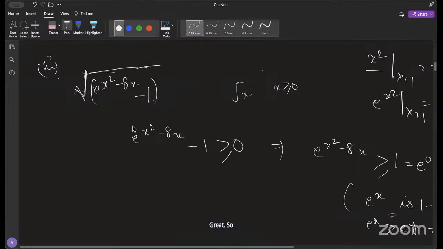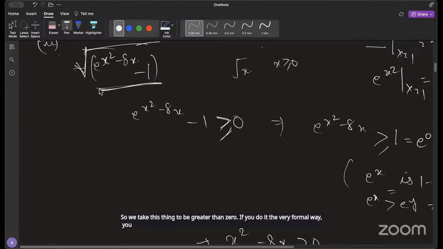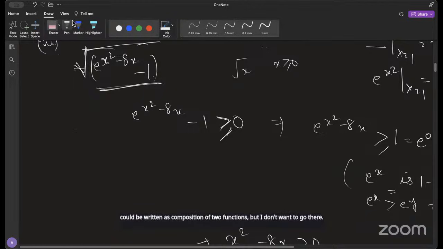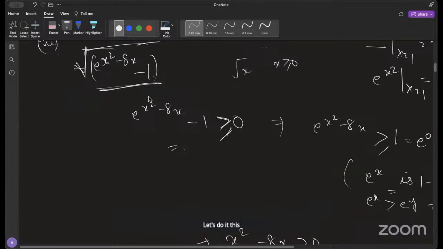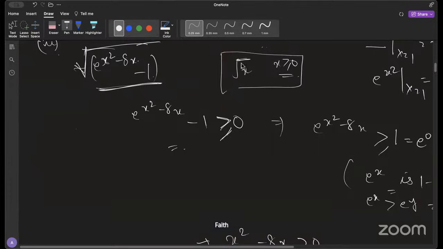So to avoid this problem, we want this thing to be greater than 0. So we take this thing to be greater than 0. If you do it the very formal way, you would need it to be written as a composition of two functions. But I don't want to go there. Let's do it this way only. So this is your function and you want this thing to be greater than or equal to 0. Because under the square root, if this is your function, then you want x to be greater than or equal to 0, right? Because negative values are not allowed under the square root.